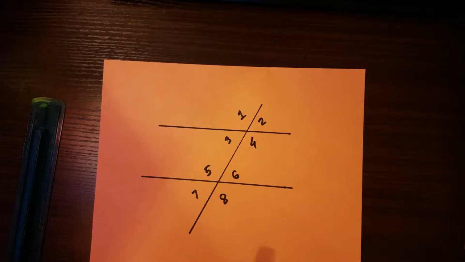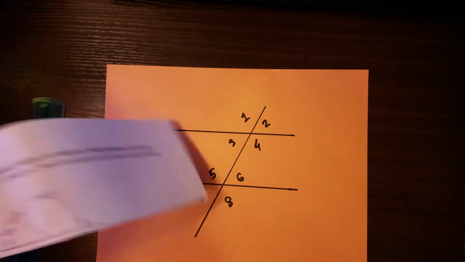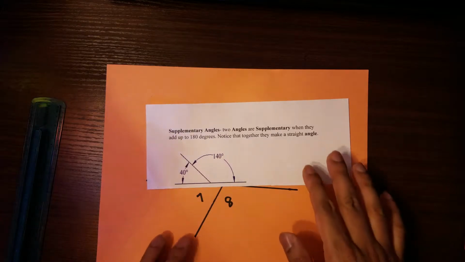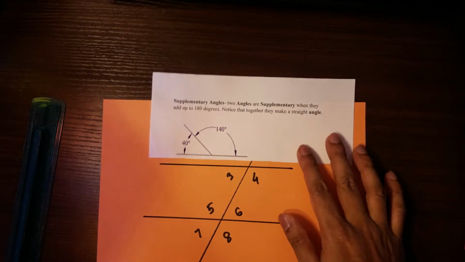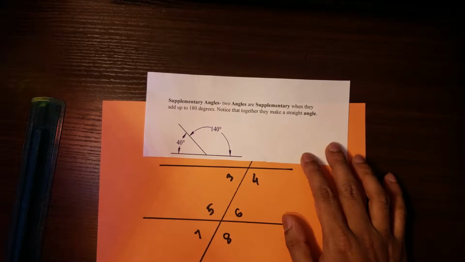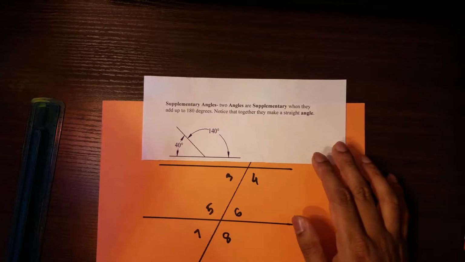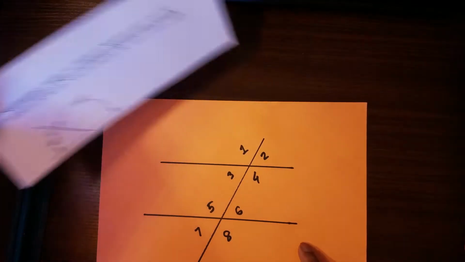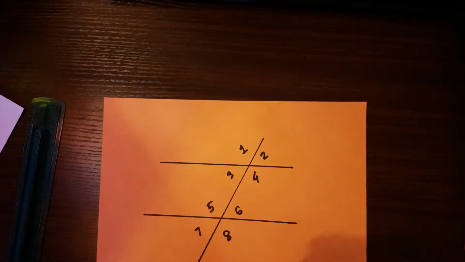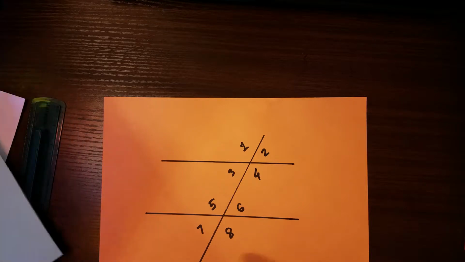All right, so first we're going to find supplementary angles. So what are supplementary angles? Two angles are supplementary when they add up to 180 degrees. Notice that together they make a straight angle, and a straight angle means 180 degrees. Now we're going to see the supplementary angles here. Remember, the two angles should add up to 180 degrees.